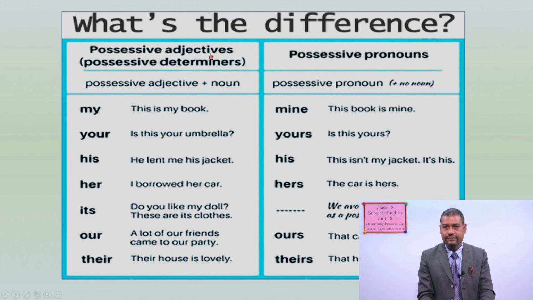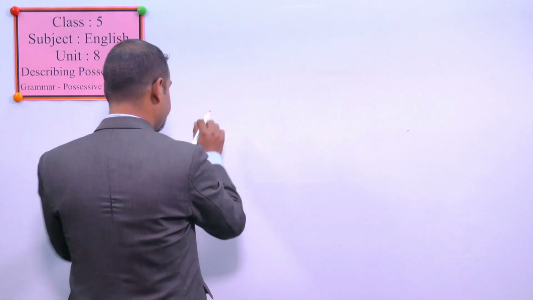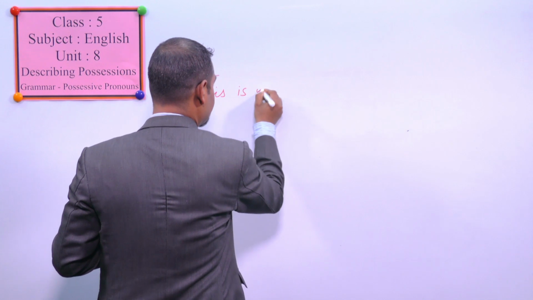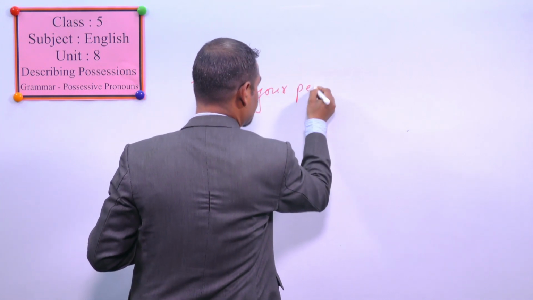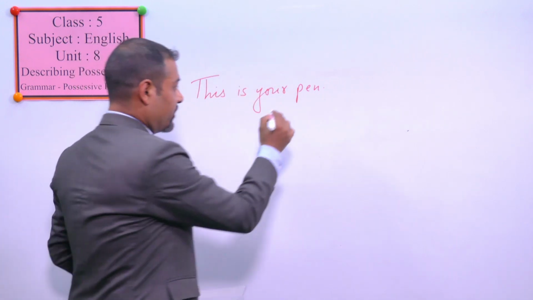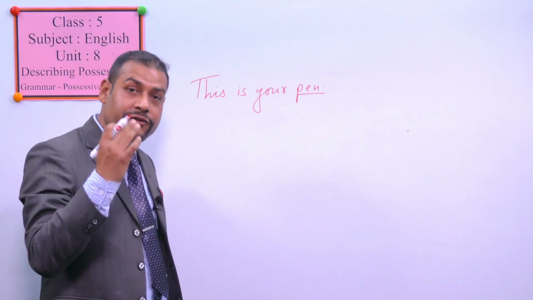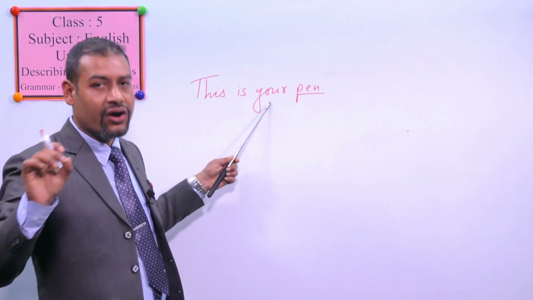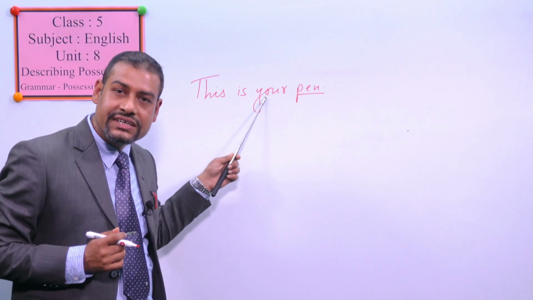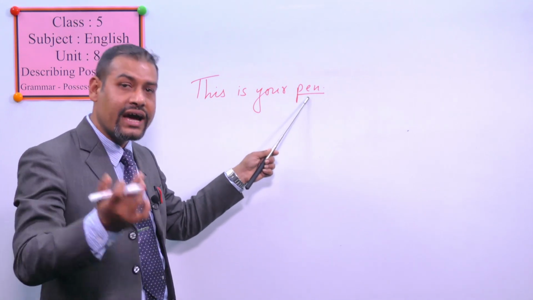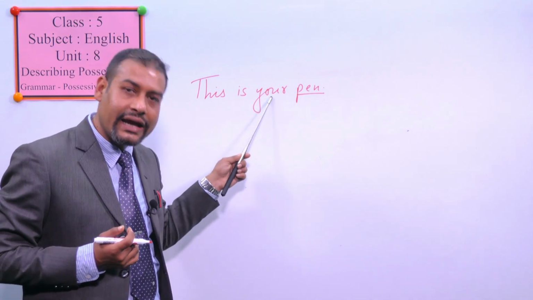See, once again, I want to write it on the board and you look at this: T-H-I-S, this is your pen. See, this is your pen. Okay. See, here is the naming word pen. Before a naming word, if we use this your, my, his, her, then it becomes possessive adjectives. If there is this word plus a naming word, a noun, then this is a possessive adjective.